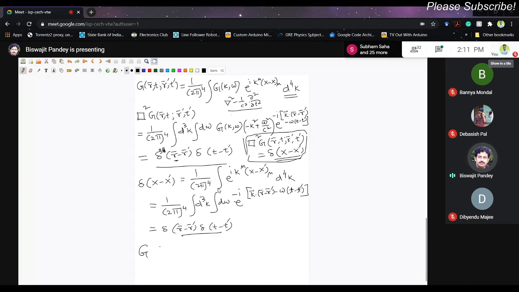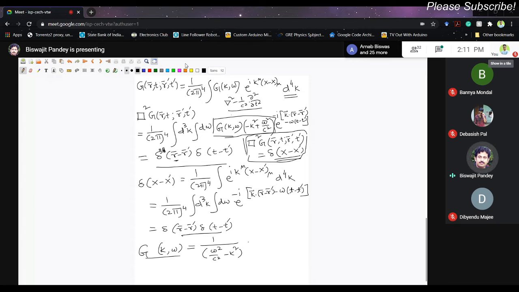If I ask you what is the Fourier transform g_k omega, what is g_k omega? If you compare the D'Alembertian of g with the delta function, then what is the Fourier transform of the Green's function? You see, other than this part, other things are similar, right? If you compare this equation with that equation, you see this must be equal to 1, right? Then g_k omega must be equal to 1 over omega square by c square minus k square.